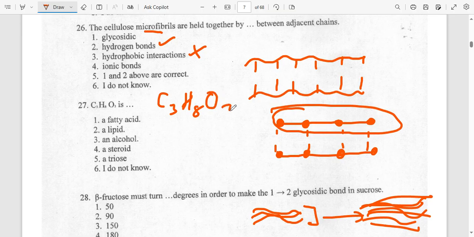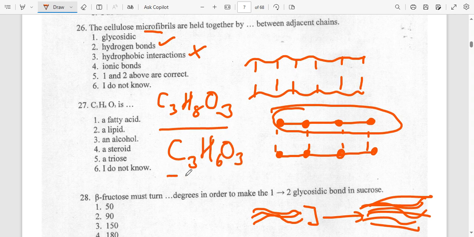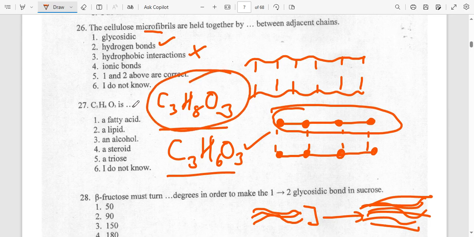C3H8O3. I did mention this. This is not a carbohydrate. The carbohydrate is supposed to have the ratio 1 to 2 to 1. This one I've written down here is a carbohydrate. It's known as a triose. It's either dihydroxyacetone or glyceraldehyde. This one on top is glycerol. It's a lipid. So it's a lipid. Here, option 2.